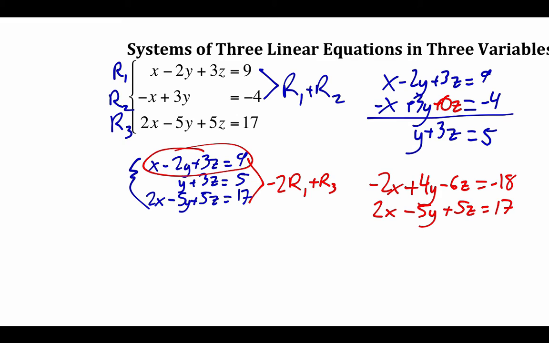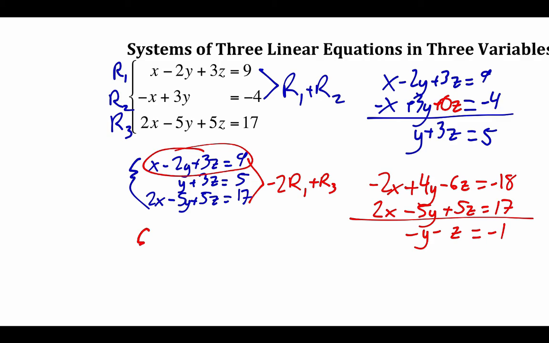And we're going to add those two rows together, and the x's cancel out. That's the whole point. We have 4y plus negative 5y, that gives us negative 1y, or just negative y. We have negative 6z plus 5z, and that's going to give us negative 1z, so just negative z. And then negative 18 plus 17 gives us negative 1. So now we can replace that third row with that.